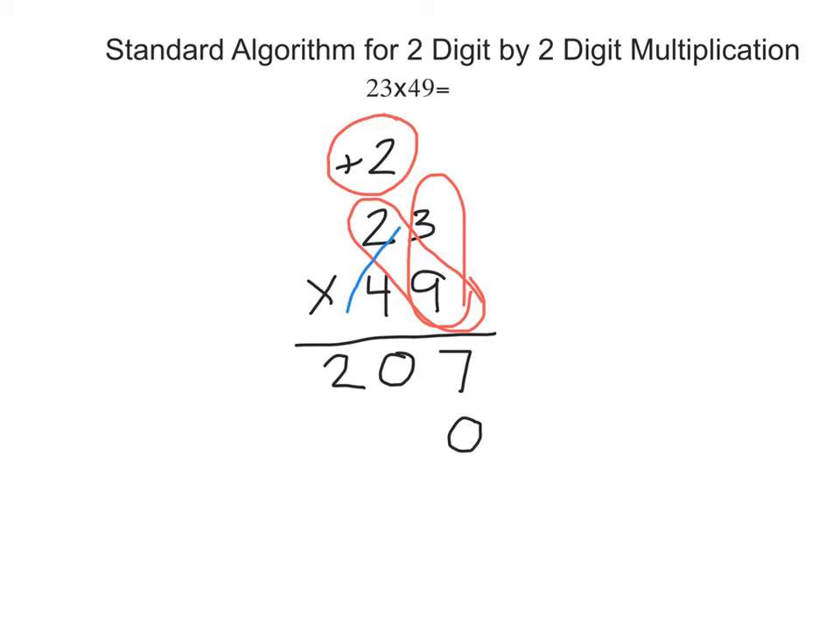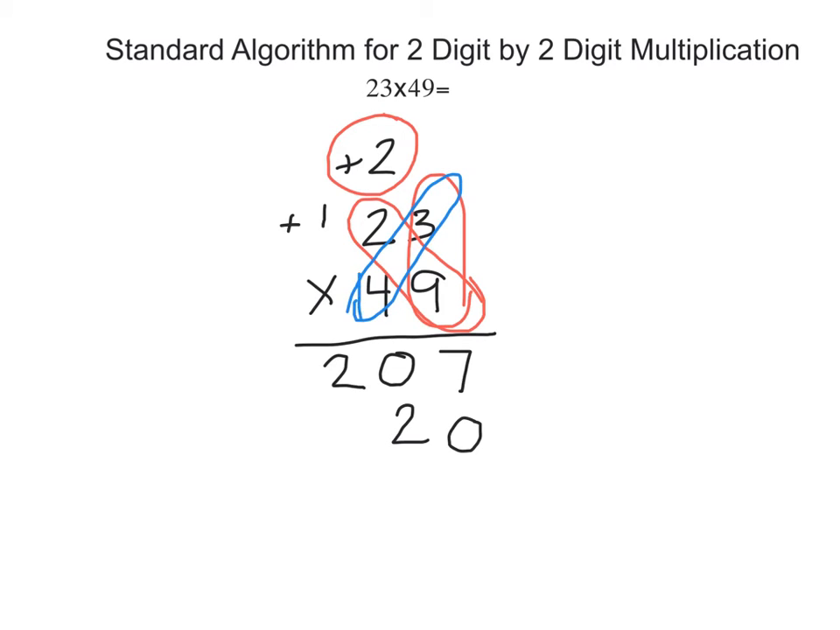So I need 40 groups of 3. I know 40 groups of 3 is 120. 120 would mean 0 in the ones, 2 in the tens, and then I've got my 100 here in the 100 spot. So I'll leave that up there.